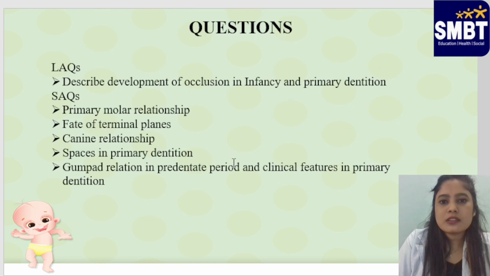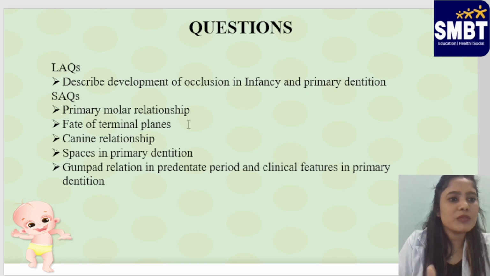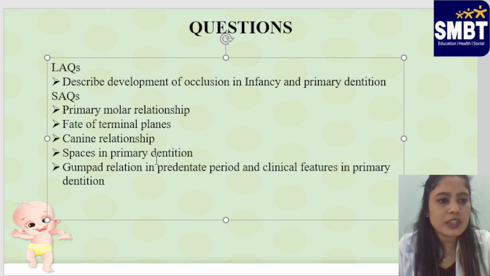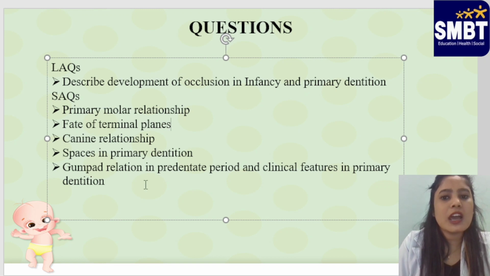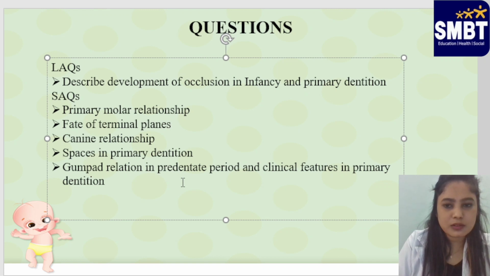These are my references. These are some of the important questions with respect to the topic. First is describe the development of occlusion in infancy to the primary dentition. SAQs are primary molar relationship, that is the terminal planes. Fate of the terminal planes, that is what the terminal planes lead to in the molar relationship in permanent dentition. Then the canine relationship, class 1, class 2, class 3. Spaces in primary dentition, primate spaces and physiologic spaces. And gum pad relationship in predentate period, that is the relationship or contact point between both gum pads at the molar region, and infantile open bite. You will talk about that in this question, and clinical features of primary dentition.